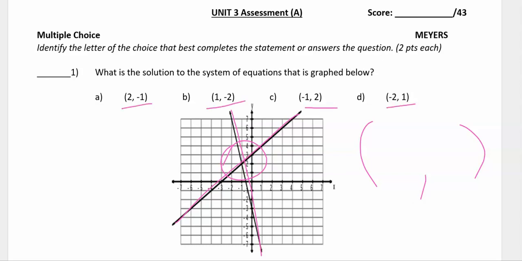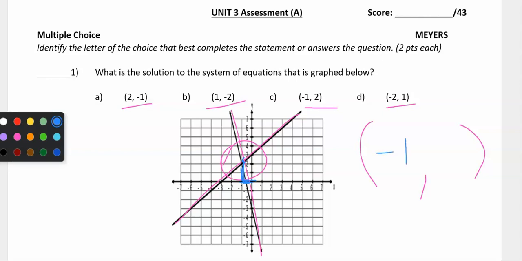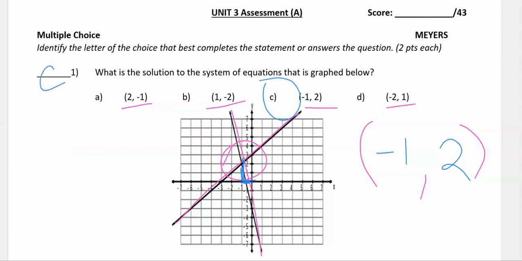So just remember how you name an ordered pair. You start at the middle, you go left and right first. This one needs to go left 1 and then up 2 to land right at that ordered pair. Left is a negative direction, up is a positive. So it's -1, 2. Number 1 is C.